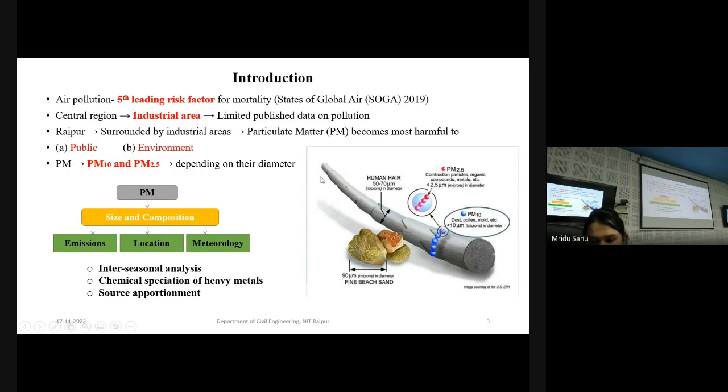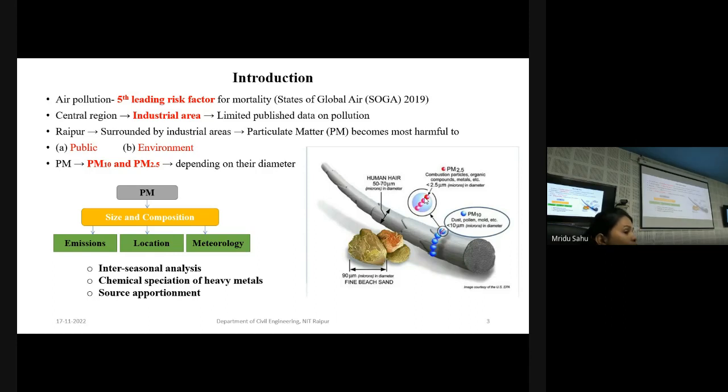See, this is the image of a human hair, which is about 50 to 70 micrometers in diameter. Below here is fine beach sand, which has a size of 90 microns in diameter. So on the basis of these classification images, we can identify the size of PM 2.5. You can see that our hair is about 50 to 70 micrometers, and still this PM 2.5, how fine these particles are, and they are present in the atmosphere everywhere.